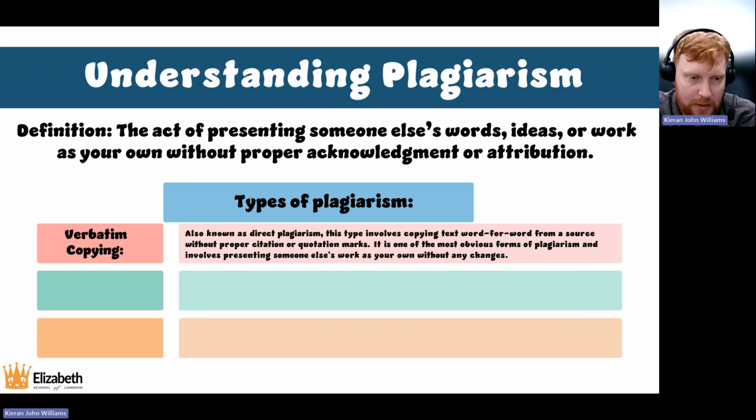Okay. So the first one is called verbatim copying. So this is where you directly quote someone else's words, but you don't give that person credit. Okay. So this is the most obvious type of plagiarism, and it can get you in very big trouble if you do this. Okay. So it is possible to quote someone word for word exactly, but as we've mentioned before, you definitely need to reference them.